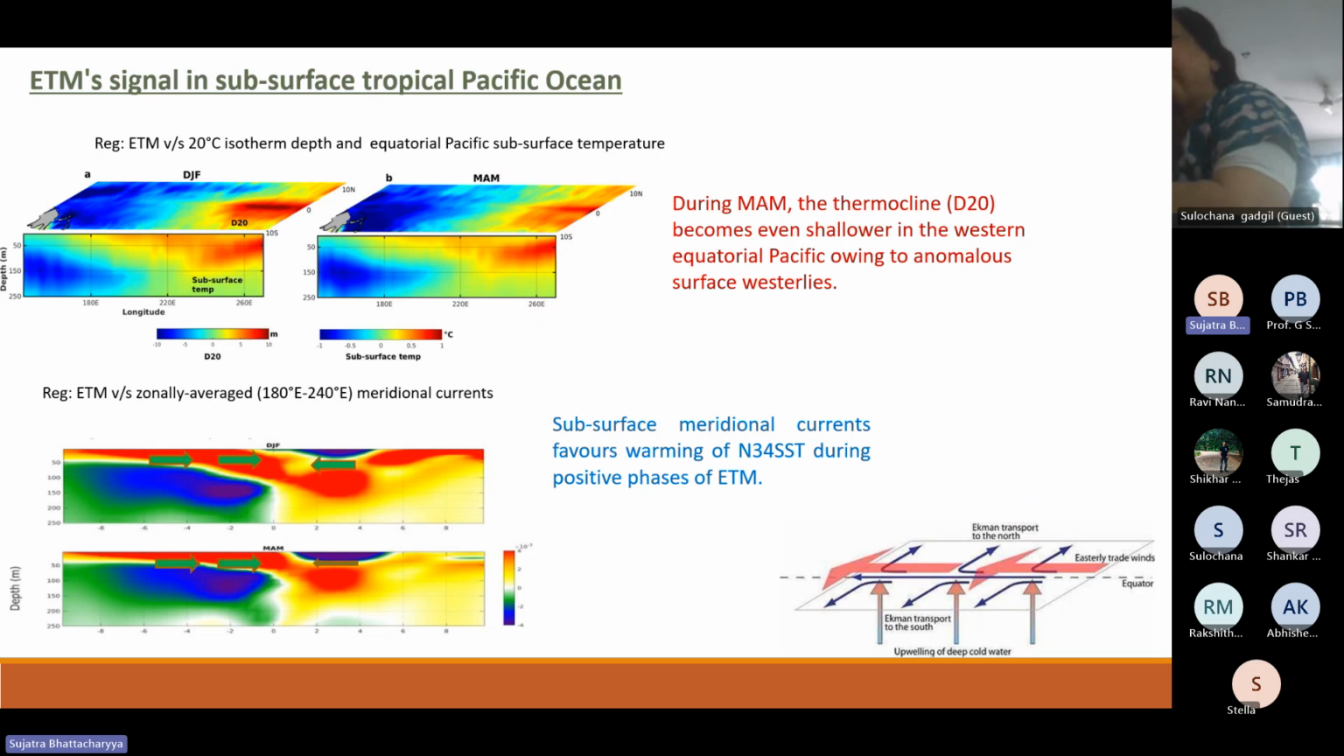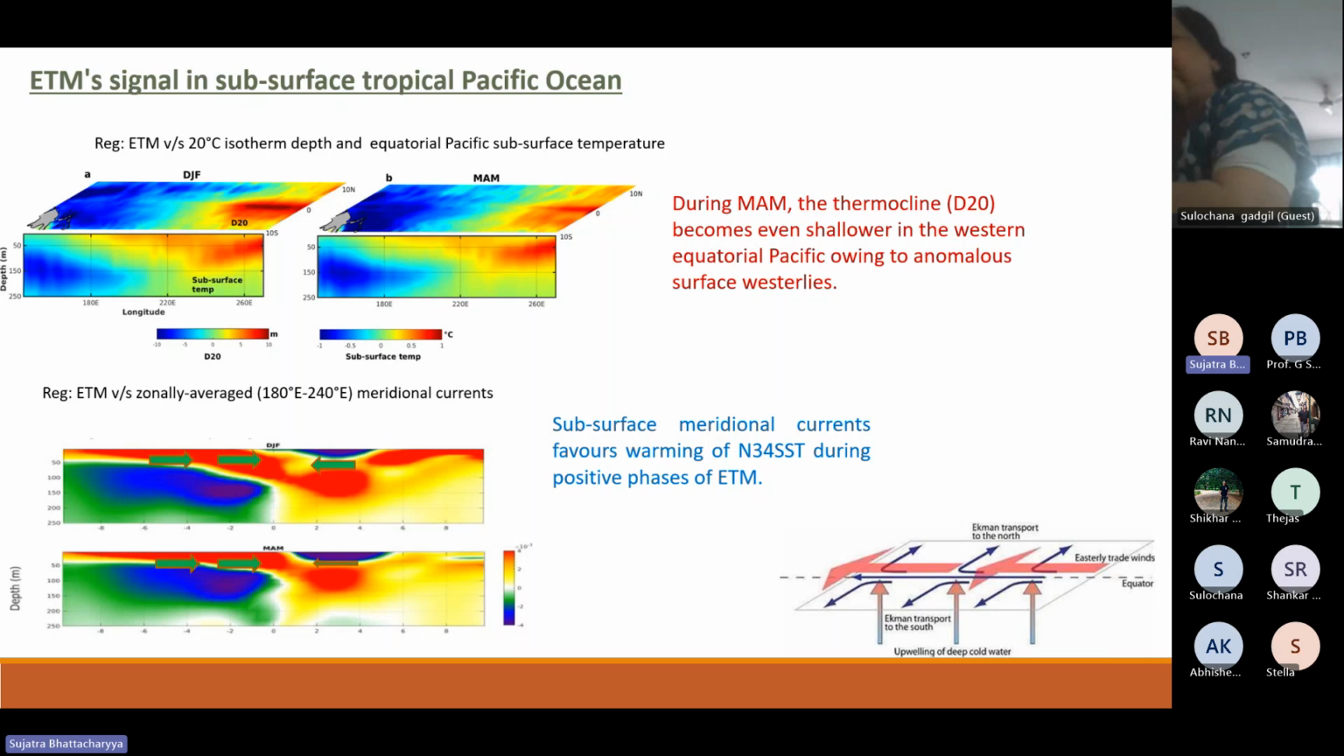This is the regression of ETM on the 20-degree isotherm and the subsurface temperature of 250 meters. We see that during the positive phase of ETM, this negative value means that the thermocline is shallower and we have cold temperature anomalies in the western Pacific. We also have warm temperature anomalies in the eastern equatorial Pacific Ocean, right? Interestingly, from DJF to March, April, May, if you look closely, this blue patch becomes darker in this ETM.